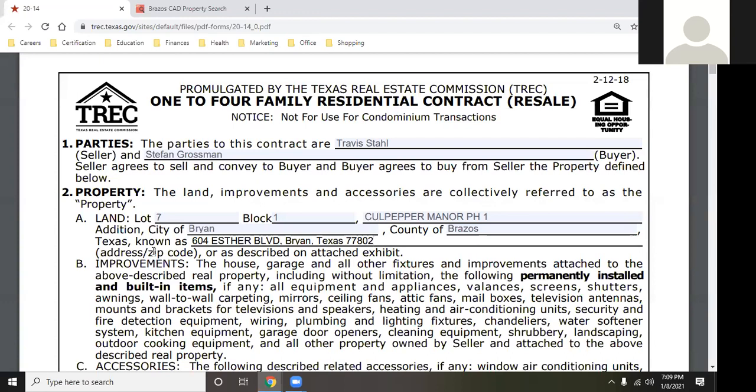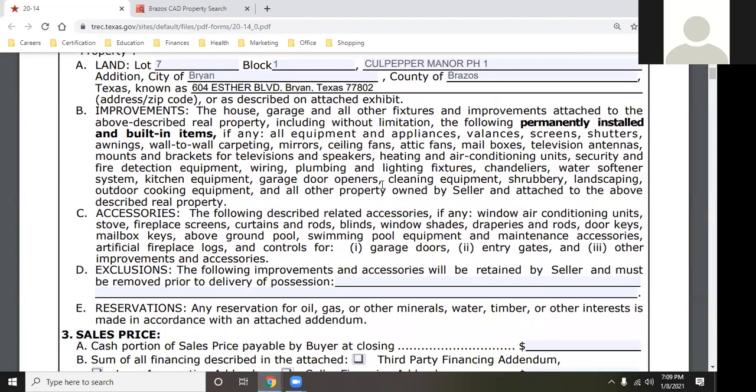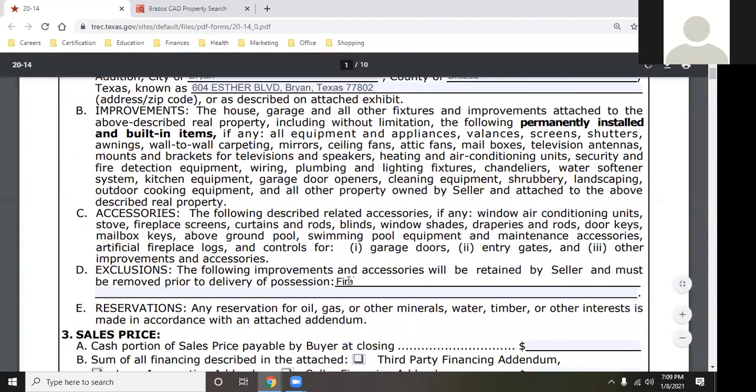Okay. So now we have dictated that our parties are between Travis Stahl, Stephen Grossman, the lot, the legal description. Remember, the land only is located here. Here are our improvements, the accessories, but Mr. Grossman loves the fireplace screen that he made himself.